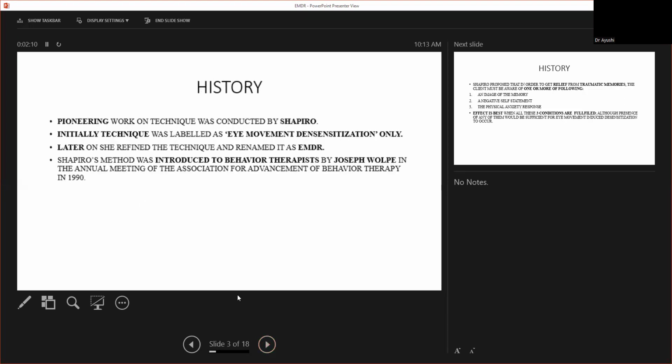Let's talk about history. The pioneering work on the technique was conducted by Shapiro. Initially, the technique was labeled as eye movement desensitization only. Later on, she refined the technique and renamed it as EMDR. Shapiro's method was introduced to behavior therapists by Joseph Wolpe at the annual meeting of the Association for Advancement of Behavioral Therapy in 1990.